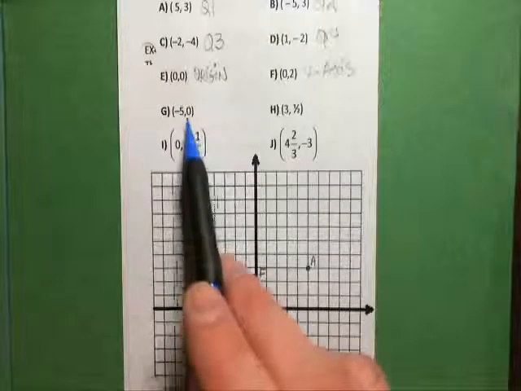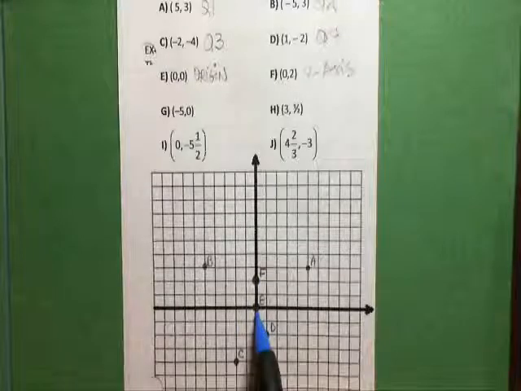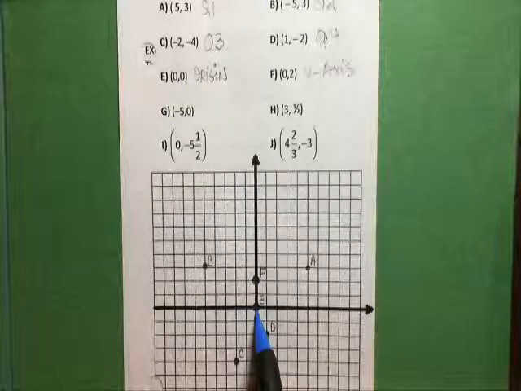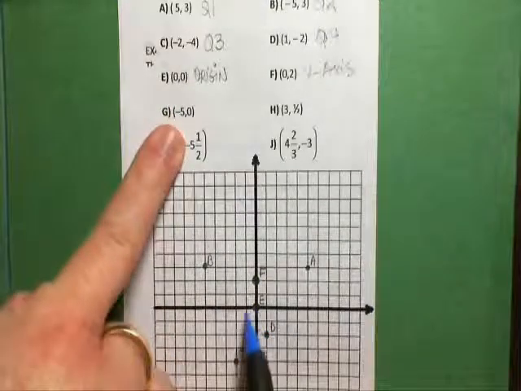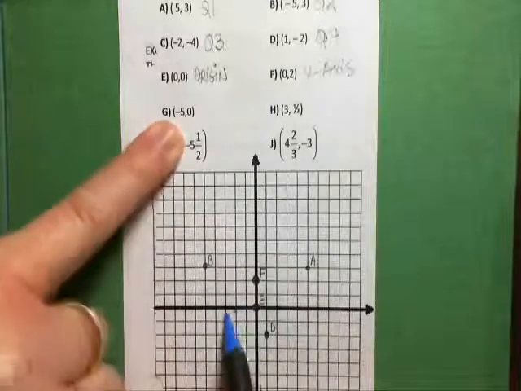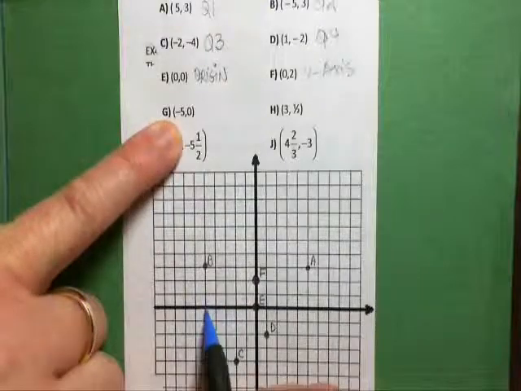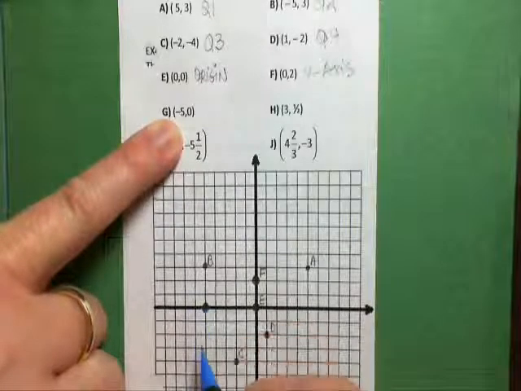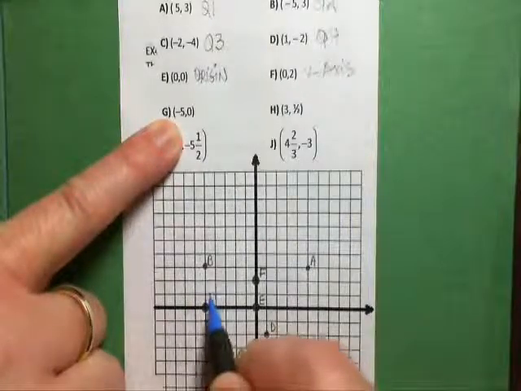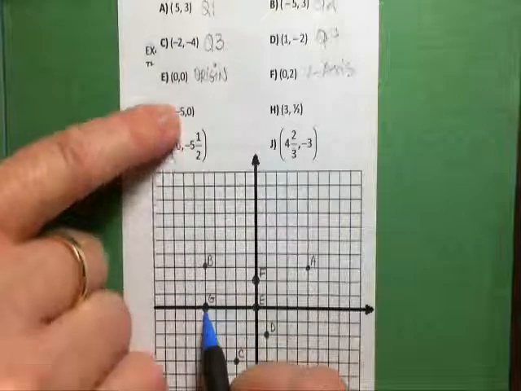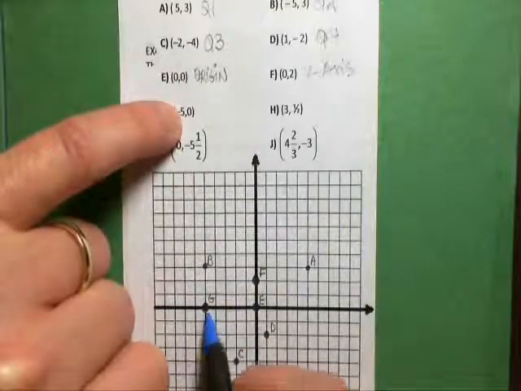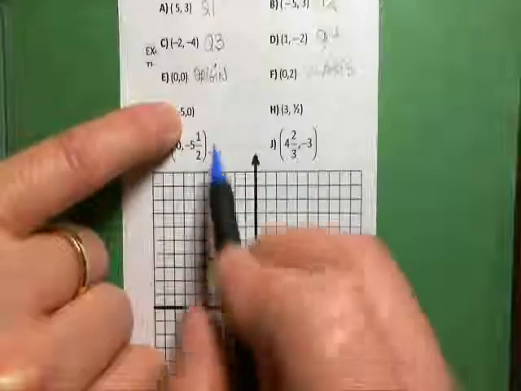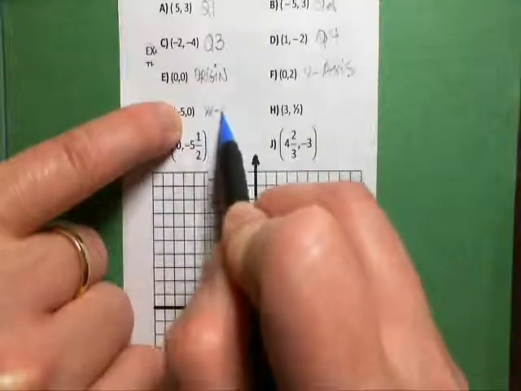Alright. Let's continue to the next one. The next one is going to be -5, 0. We put the pencil there. The first coordinate is -5, so go left 5. 1, 2, 3, 4, 5, and we stay right there. We'll put letter G. We stayed right there because the second coordinate is 0, so I don't go up nor down. And this will be on the x-axis.